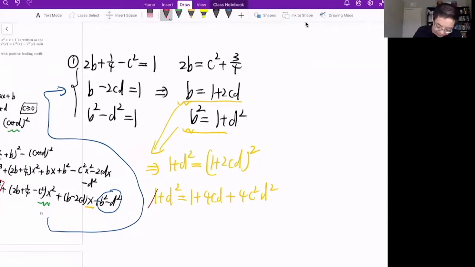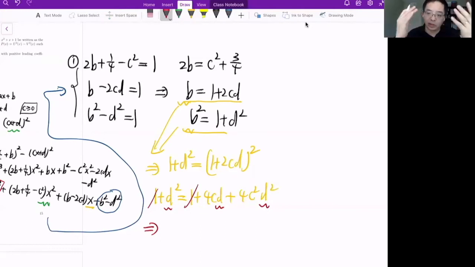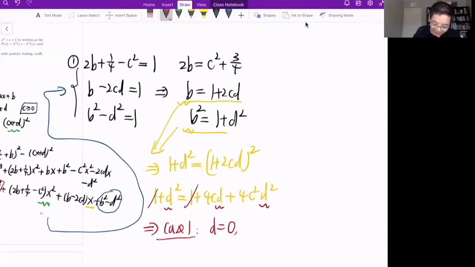Now I have 1, 1 cancel with 1, 1. Okay, so then this is what I have, right? Now, because I have this common d, we need to look at two cases. Case 1 is d is 0. Case 2 is d is not 0. If d is not 0, then we can just cancel d on both sides. So I look at case 1. Case 1, if d is 0, then this is automatically true.